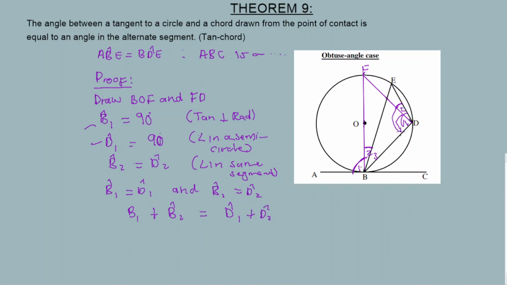So D1 and D2 added together are equal to B1 and B2 added together. Why? Because when I add B1 and B2, the answer will be equal to B1 and B2, since these angles are equal. So therefore angle ABE is equal to angle BDE. That's okay. So we have proved the obtuse angle case.